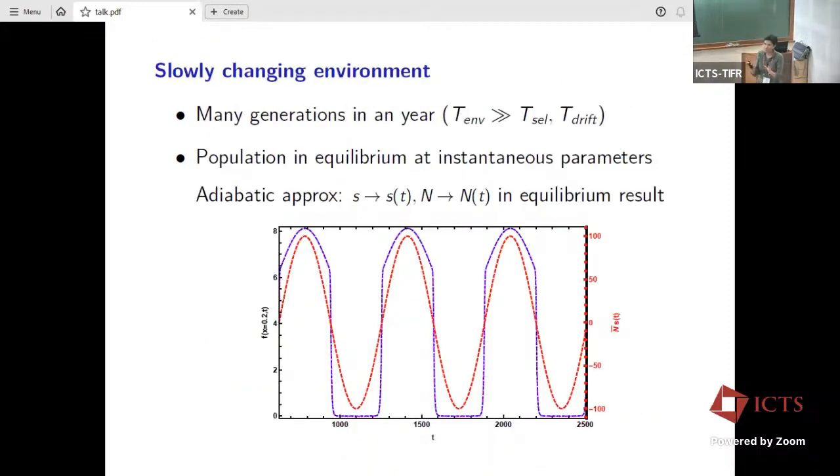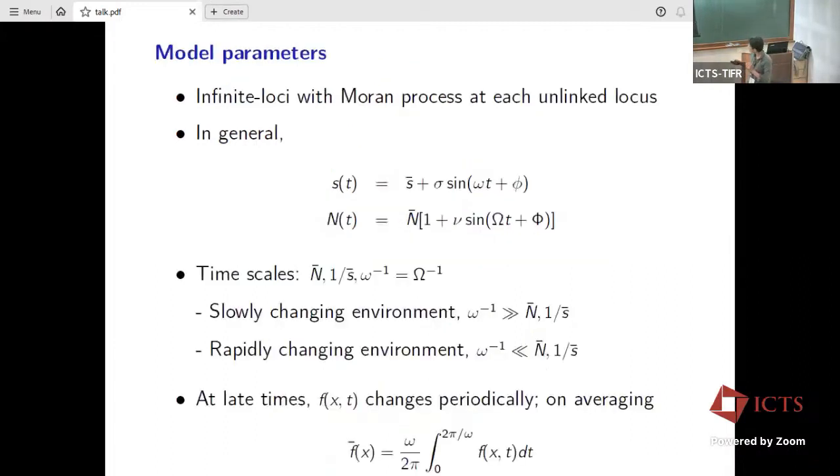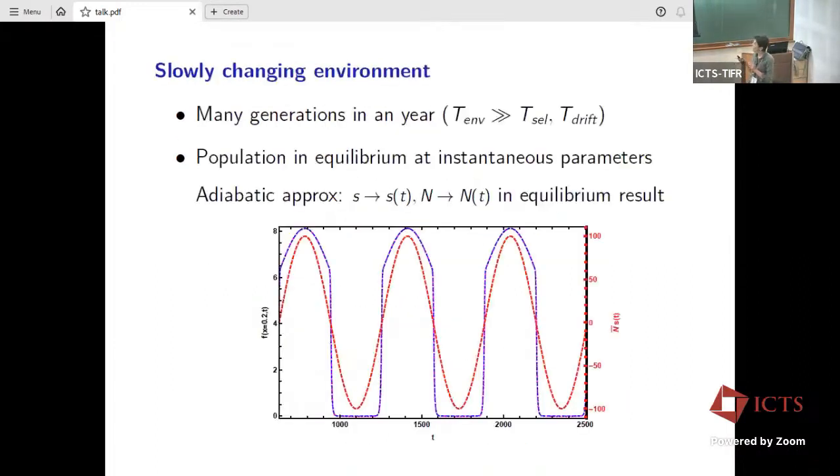Okay, so let me just describe this little idea because it's a simple intuitive idea. If the environment is changing very slowly, more precisely, environment is changing slowly means the time over which the environment is changing is longer than the time on which selection acts and the drift acts. So that's the limiting case.